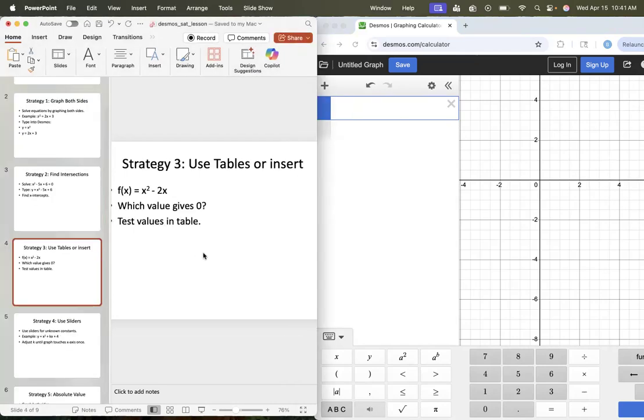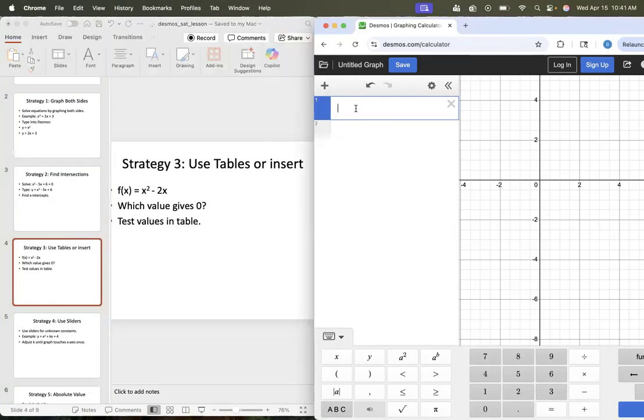There are some questions they will give you like this, where you can create a table or just input the information and tell Desmos, these are my parameters. Insert the answers they've given you. So if you have f of x is equal to x squared minus 2x, which value gives you 0? What it means is what input will give you an output of 0, right? Therefore, I tell Desmos that f of x is what? x squared minus 2x. It graphed the thing for me.